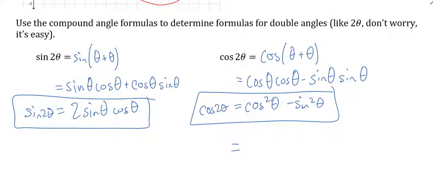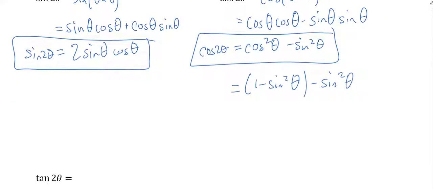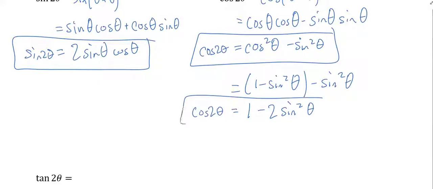Okay, hold on. So what I can do is I'm going to do it this way. I can replace cos squared theta with 1 minus sine squared theta, which is basically what you were saying. Very good. And then, in this case, I don't really need the brackets. I can just drop the brackets, and I get 1 minus, like you said, 2 sine squared theta. And that's as good as that one's going to get.